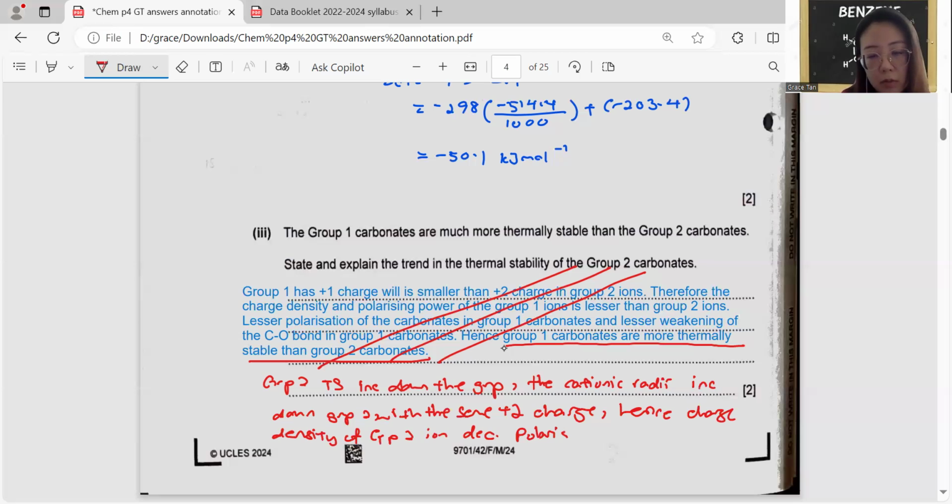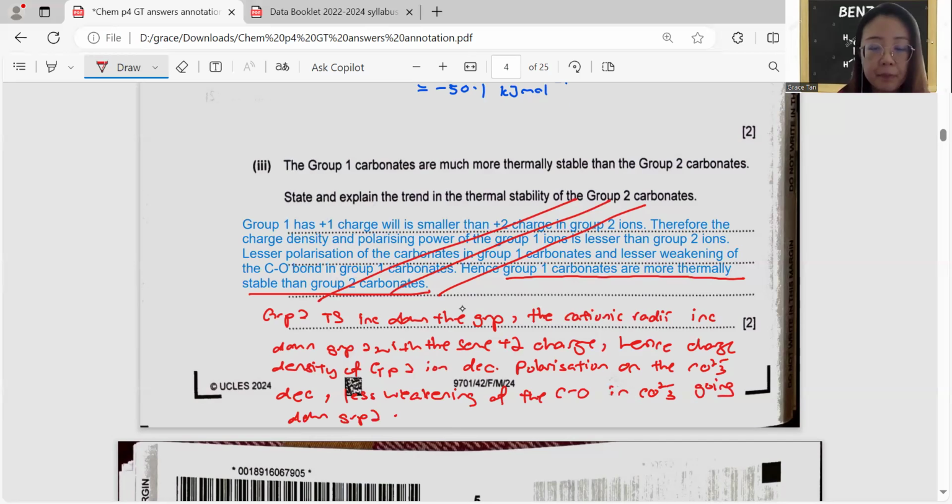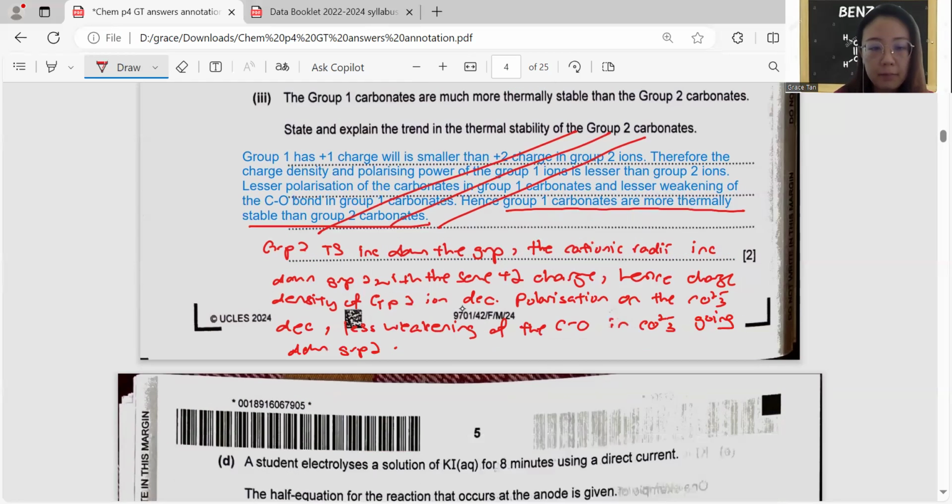All right. Polarization on the carbonate decreases. So what does it mean that polarization on carbonate decreases? Well, it just means that there is less weakening of the C-O bond in carbonate going down group 2. That's it. Okay, so feel free to pause the video, or if you want to copy down the answers, all right? And I will just progress to the next question here.